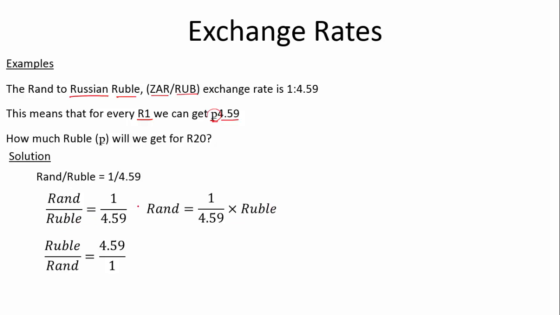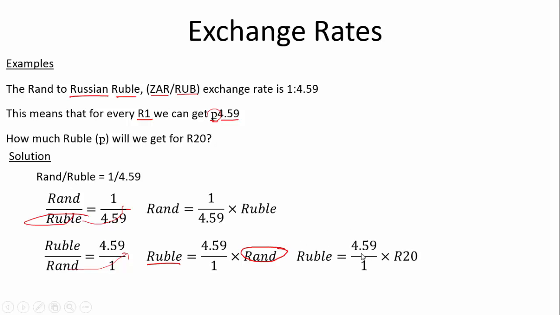What do we do here? We move the ruble to this side. We took that here and we moved it up. We're going to look at this soon in more detail. Or we could say the ruble, because the ruble's at the top now. We move the rand from the bottom to the top. It's 4.59 times the rand. So we want to figure out how much ruble we will have for 20 rand. So we want to solve ruble times the rand. We're going to put in 20 rand there, and that's going to be 4.59 times 20 rand. And that is going to give us 91.8 ruble.